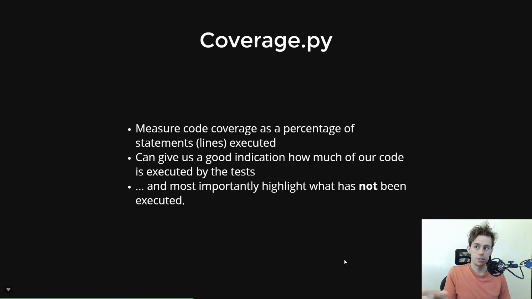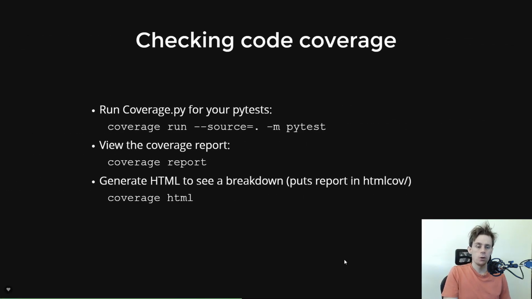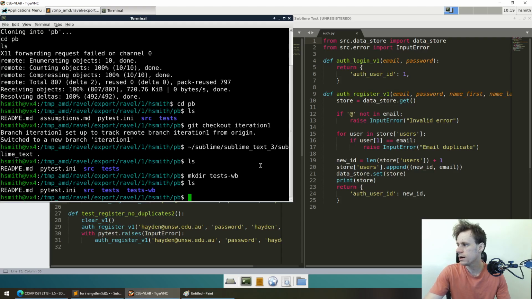And the reduction of blind spots will correlate to a reduction in bugs as well. So in terms of checking code coverage, we can do this ourselves pretty easily. I'll give you an example. Let's write a really simple program together.